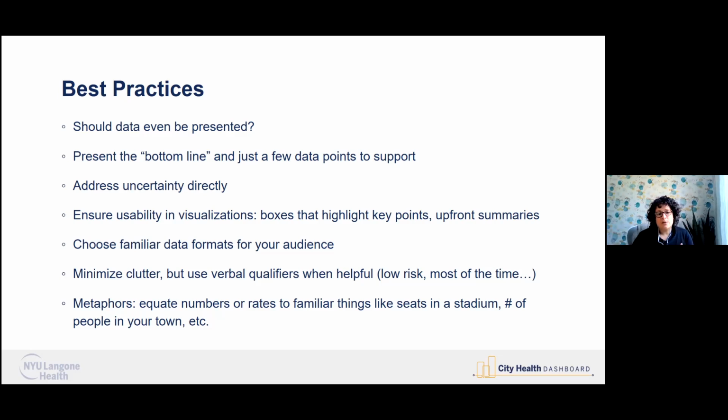And then in terms of metaphors, it can be really helpful for people to see the numbers as something familiar to them, like one seat in the stadium is the level of risk that we're talking about, or the number of people in your town, or something like that. Just to make it really approachable by your audience.